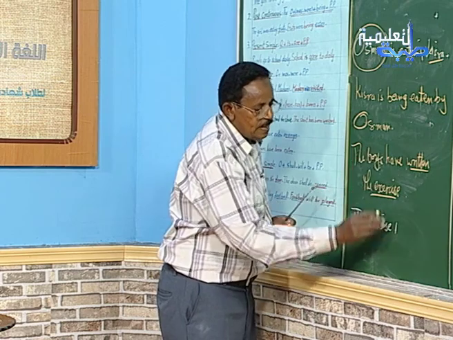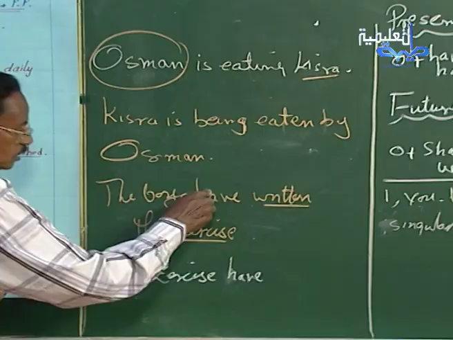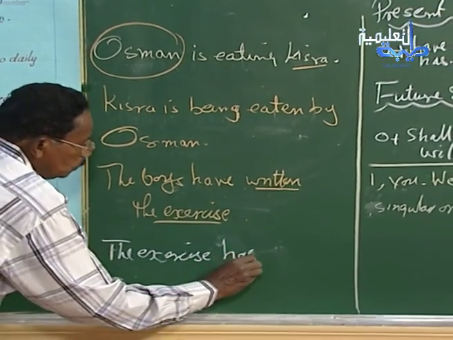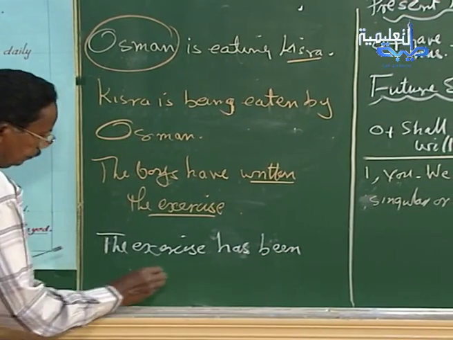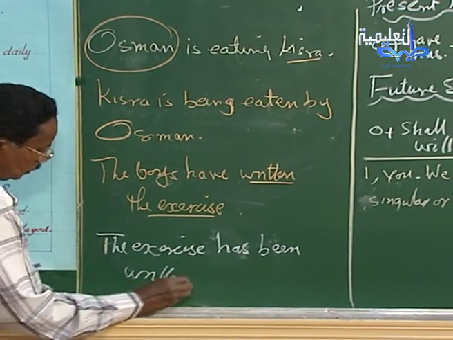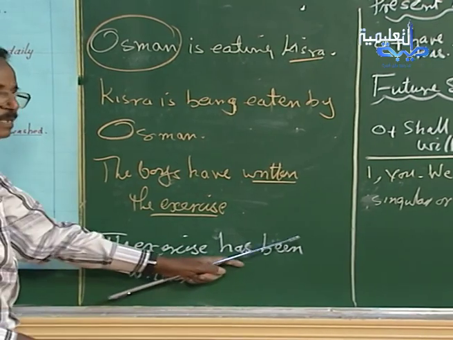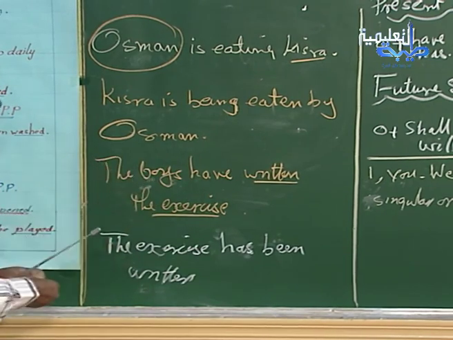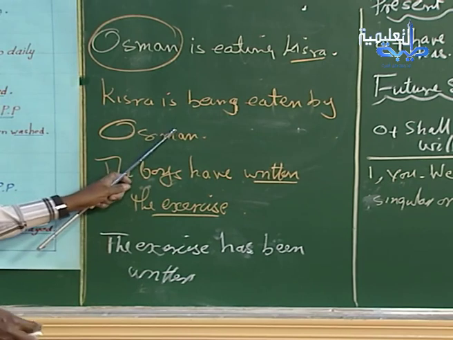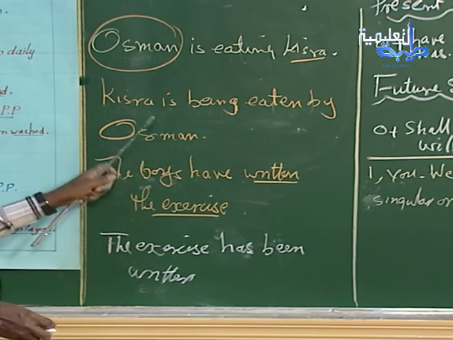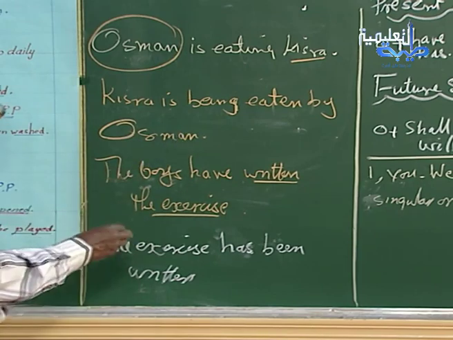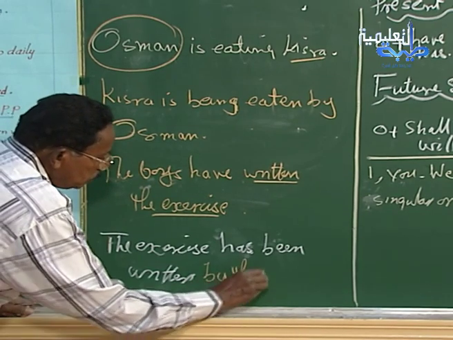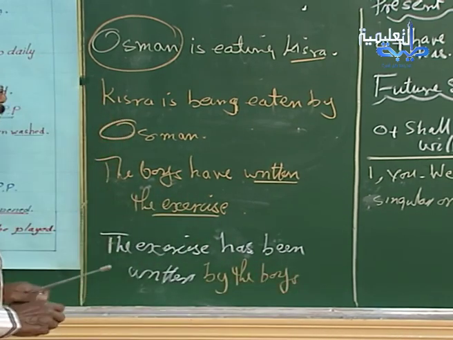The exercise have, because this is singular, not have, but has been written. The exercise has been written. I take off the subject which does the action. If I want to mention who did the action, I am going to say by the boys. Is it clear? I think it is easy.